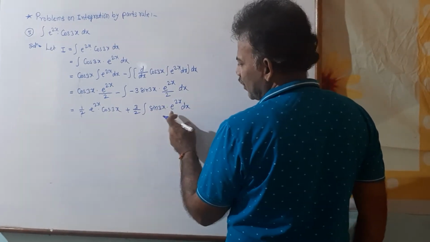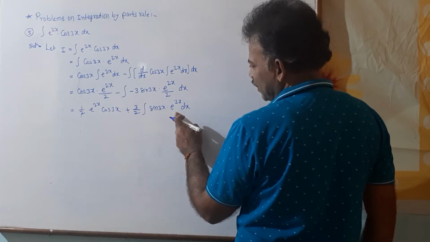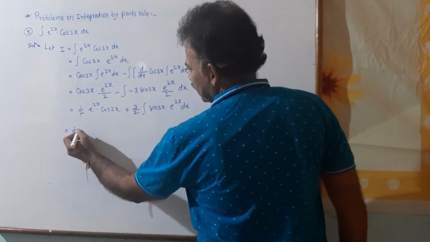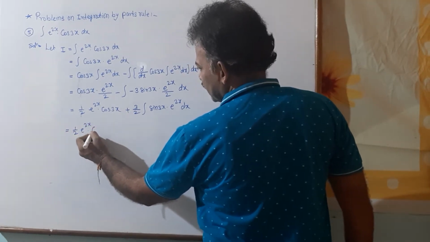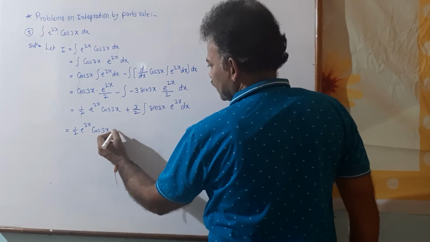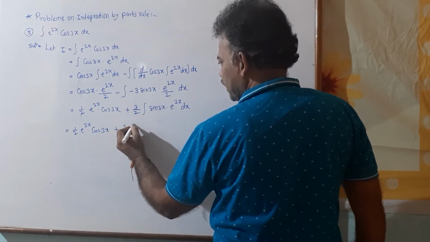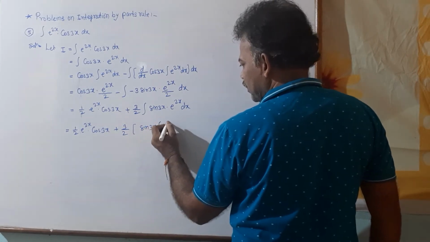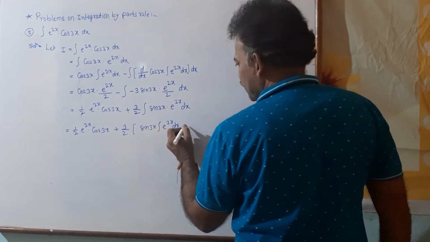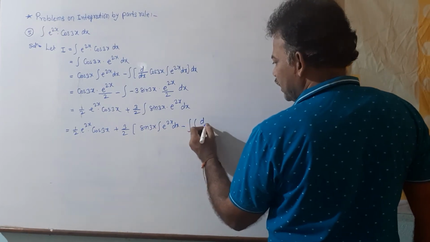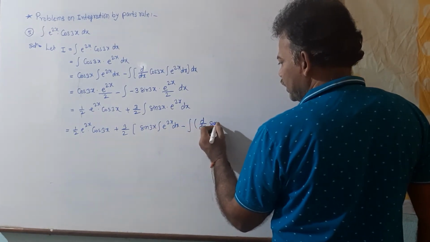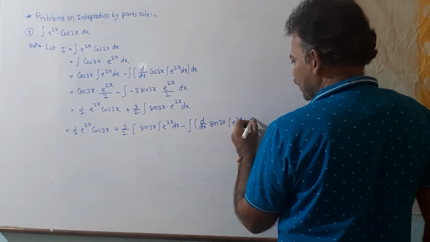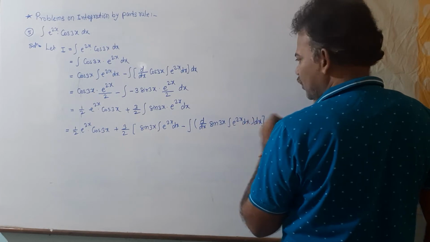Here again the integrand is the product of a trigonometric and an exponential function. So you have to apply the integration by parts rule again. So it is equal to 1 by 2 e to the power 2x cos 3x plus 3 by 2 in bracket, first function sin 3x, integration of e to the power 2x dx, minus integration, derivative of first function d/dx of sin 3x, integration of second function outside bracket dx, and bracket close.